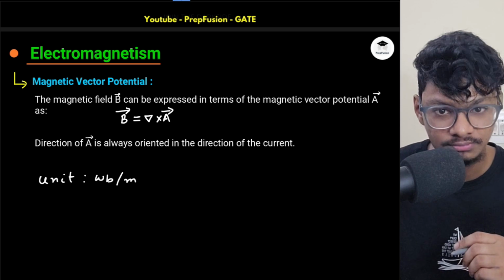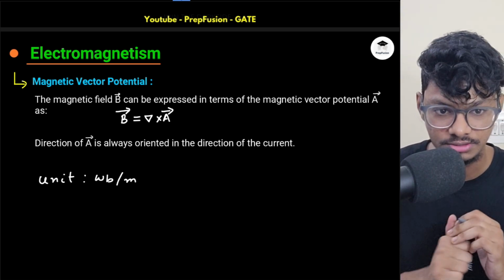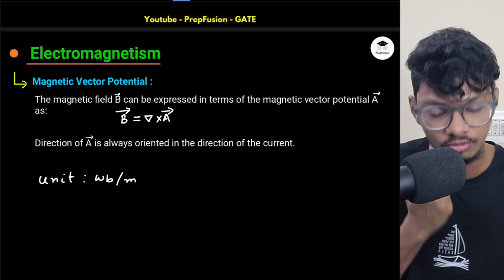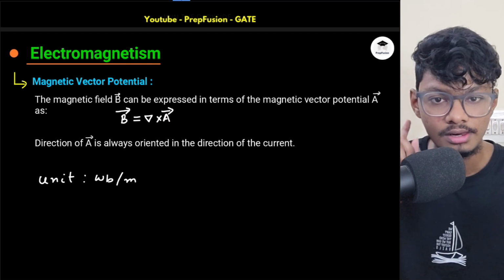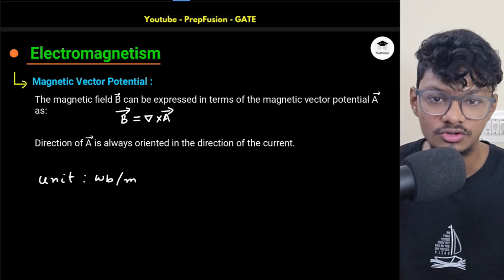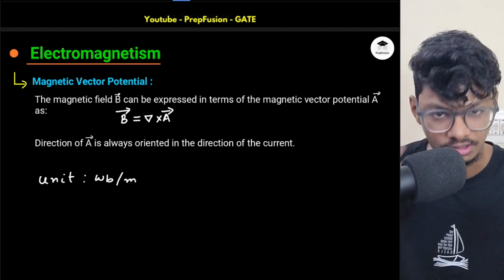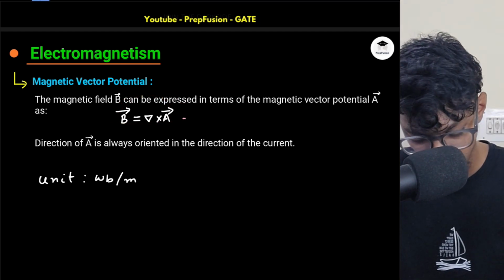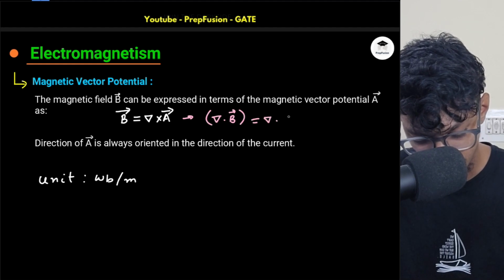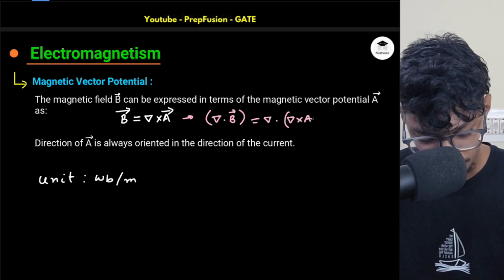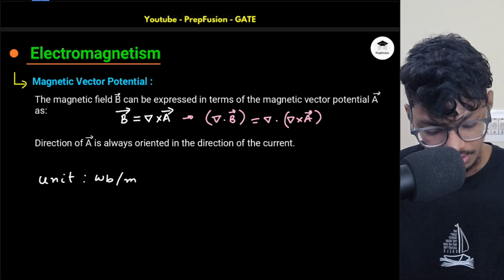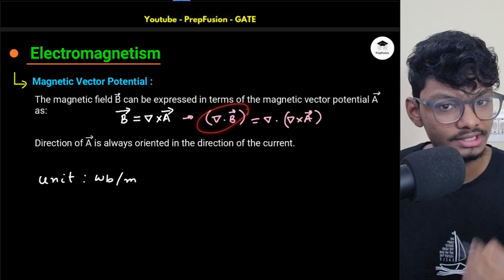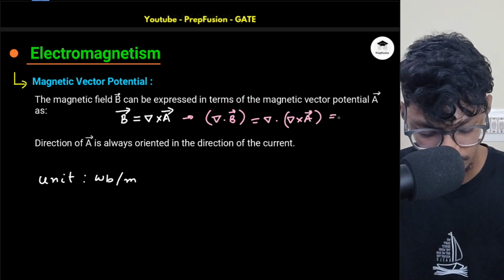You should know about this term, and how to find the magnetic vector potential. One of the properties we can find: if I take the divergence of the curl of the magnetic vector potential, I will get 0. How? If I take the divergence on both sides of this equation, del dot B equals del dot del cross A. I know del dot B, the divergence of the magnetic field, is 0, so this will be equal to 0.